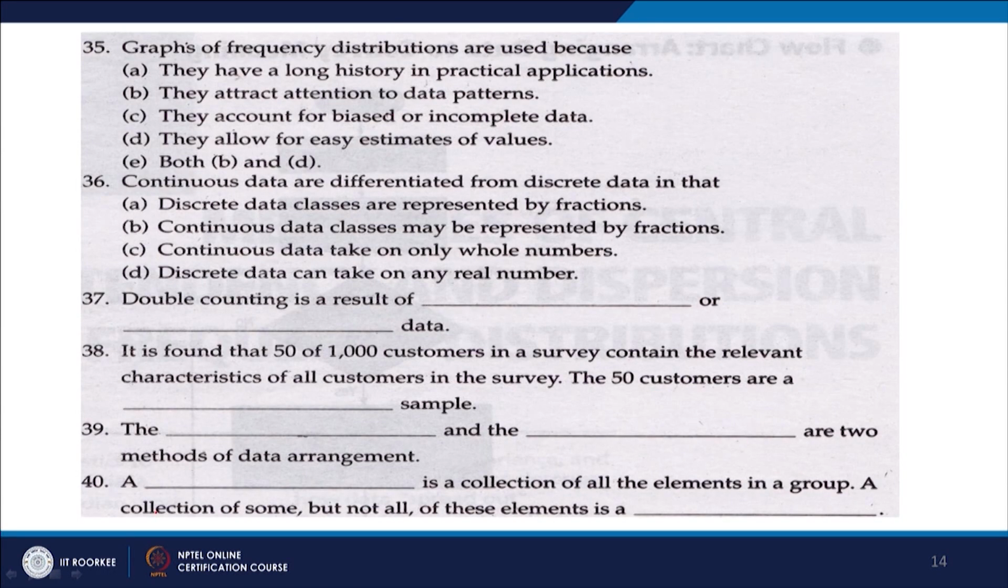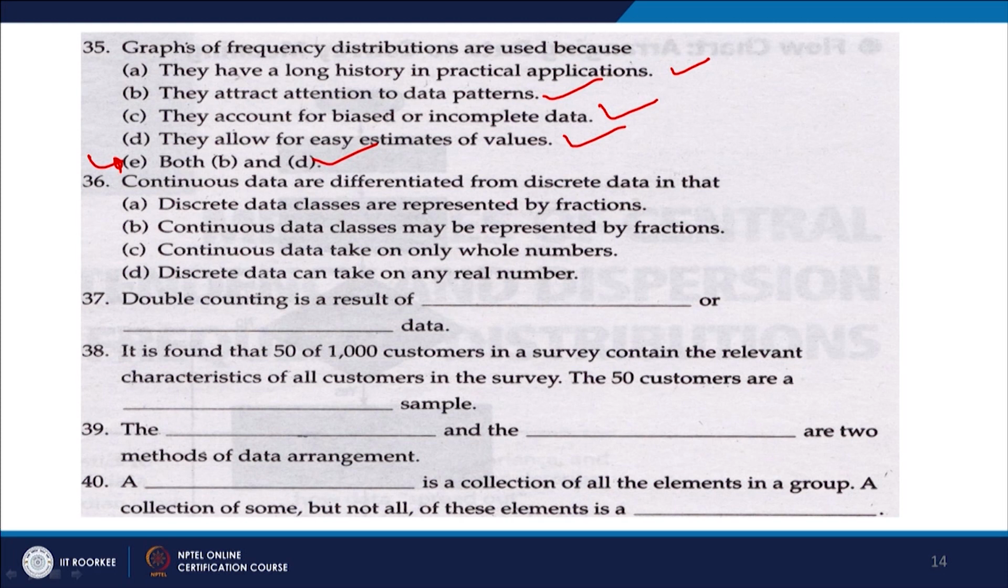So, last 6 questions. Graphs of the frequency distribution are used because, why? Graphs of frequency distributions are used because they have a long history in practical application, they attract attention of data patterns, they account for biased and incomplete data, they allow for easy estimates of values, both B and D. So, which is correct? So, E is correct, both B and D, this is correct.